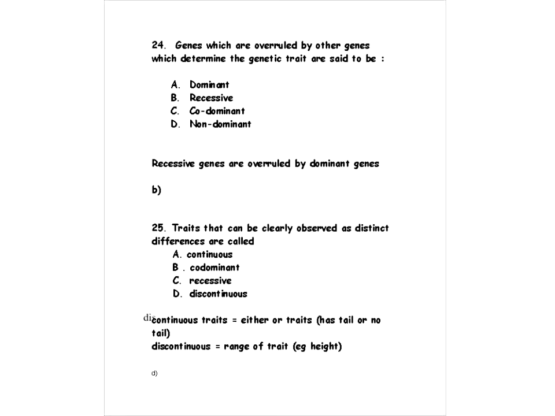So if there's only a possibility of a creature having a tail or not having a tail, those are discontinuous traits, whereas continuous traits are things like height. You don't say someone has height or they don't have height. It's more like a range, right? Just like with weight. Those are called continuous. So it's like a continuous range, right? Okay? So traits that can be clearly observed as distinct, so it's either one thing or another, those are discontinuous. Okay?